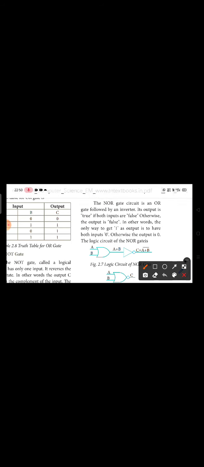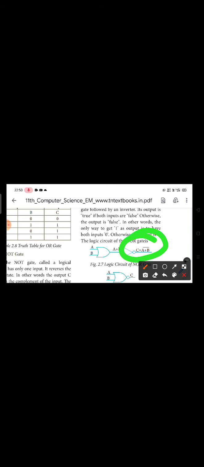So this is a symbol of inverter. Then finally we get an output Y. That is Y equal to A plus B the whole bar. Check out the logical symbol of NOR gate. C equal to A plus B the whole bar. Okay, so NAND gate is the inverter of AND gate.